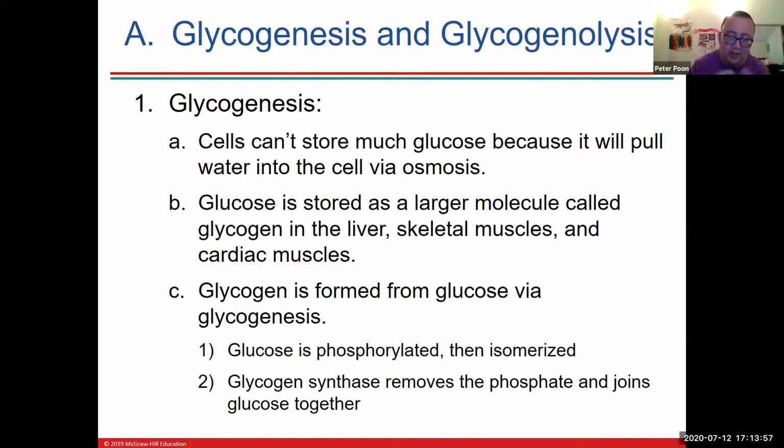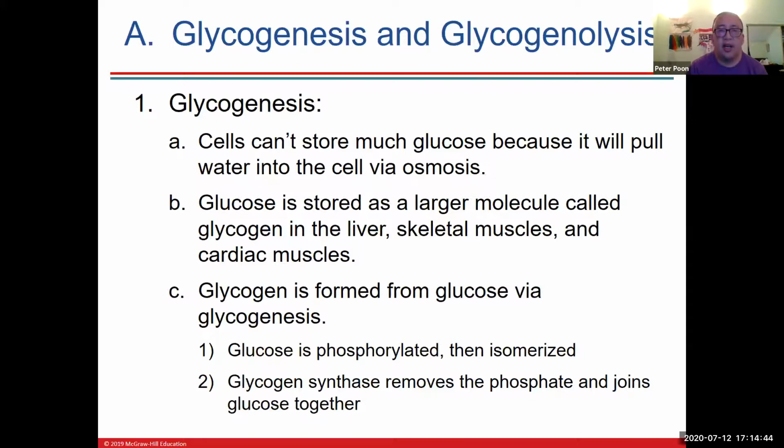because water tends to, so if you look at molecular glucose, there's a whole bunch of OHs there, and all those OHs attract water around it. So like one molecule of glucose will have many molecules of water around it. So if you have many molecules of glucose, your cell would literally explode, okay? Glucose is stored as a larger molecule called glycogen. Glycogen isn't nearly as attracted to water, okay? Glucose is stored as a larger molecule called glycogen in the liver and skeletal muscles, cardiac muscles.